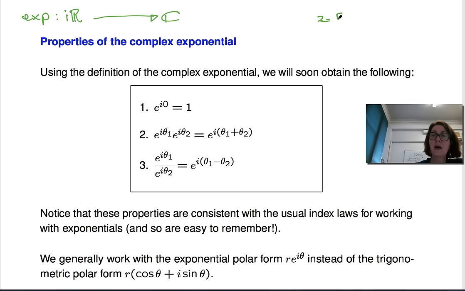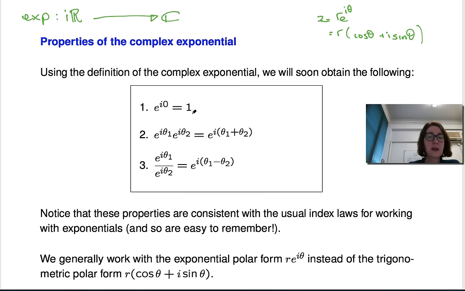We used it to write z as r e to the I theta, and e to the I theta was defined to be cos theta plus I sine theta. So it was a neat way to write a complex number that was written in polar form. But it's also really great for calculations when you're doing calculations with complex numbers, because it has the same or similar properties to the real exponential function that you know. And we're going to go through some of these properties and show you why that works.